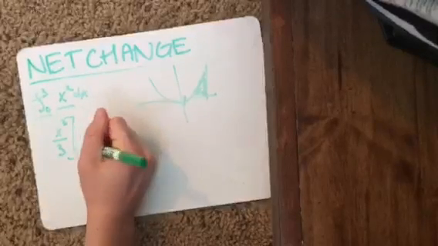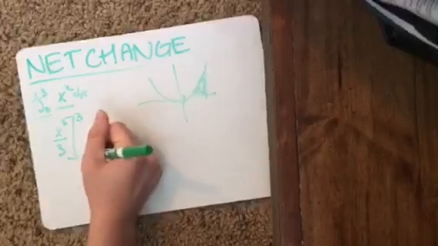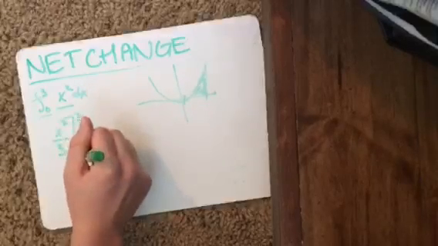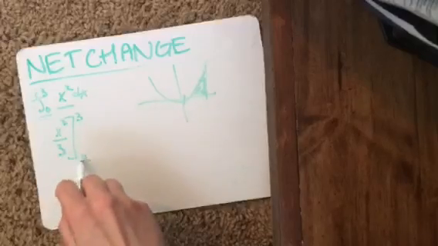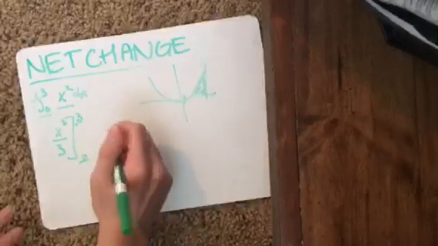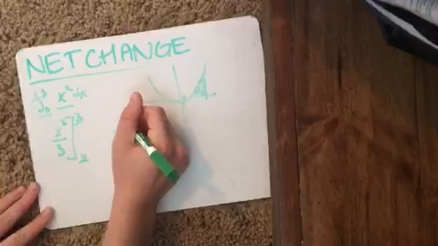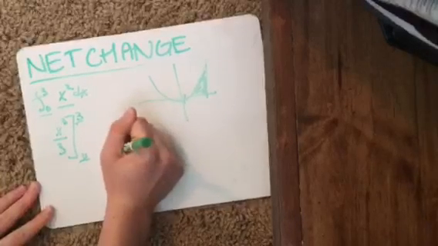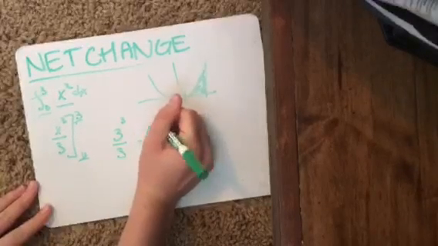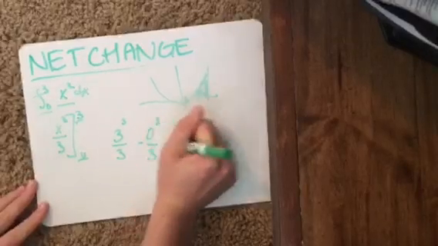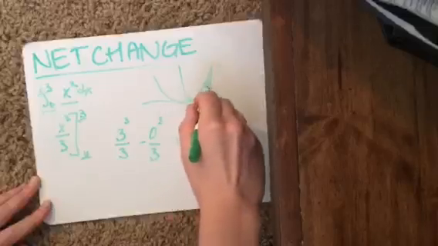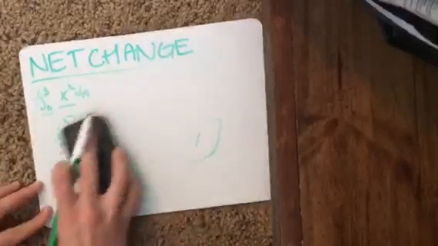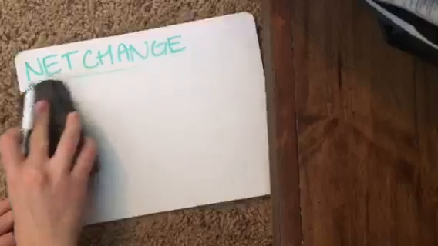So now we're going from 0 to 3. So we're going to plug in 3 and we're going to subtract the plugged in 0 from that, because we're subtracting the beginning from the ending. So we're going to get 3 cubed over 3 minus 0 cubed over 3, and that's going to equal 9. So the area under this is just equal to 9. It's much simpler than using the whole summation formula and everything.